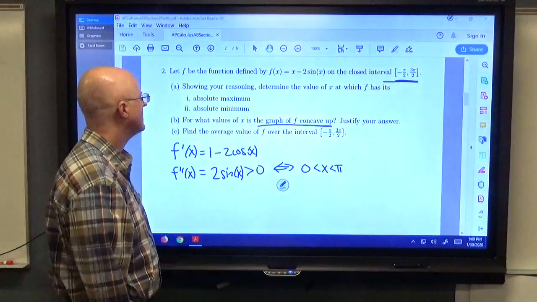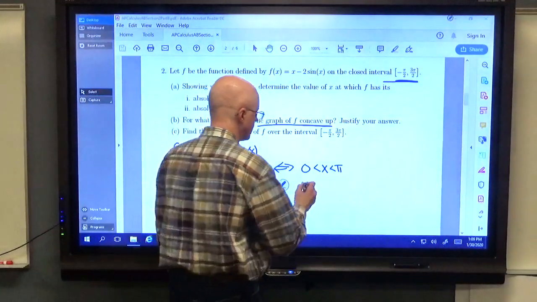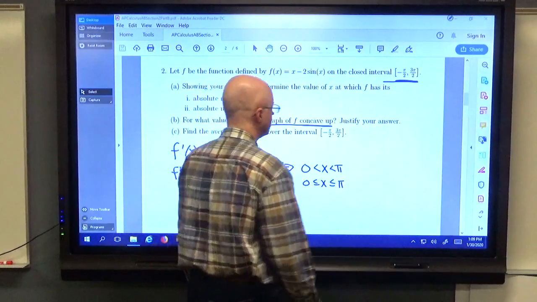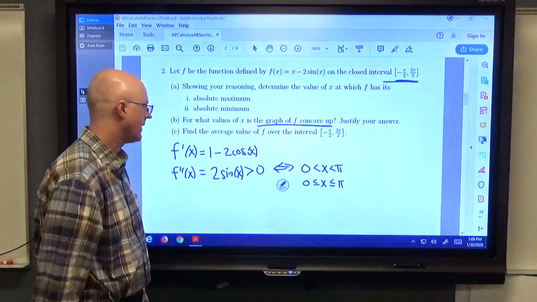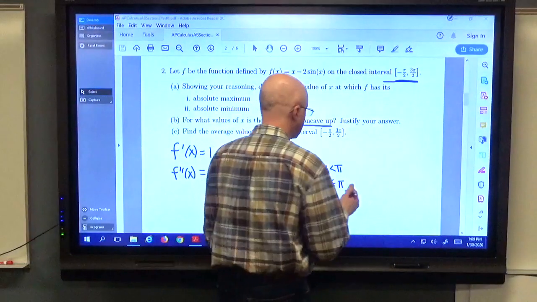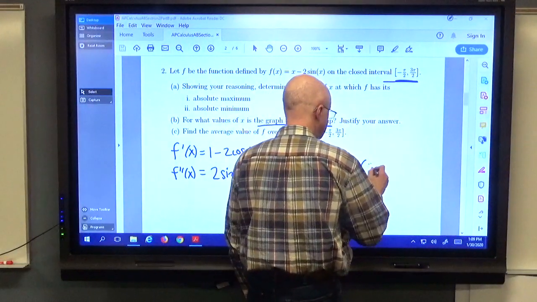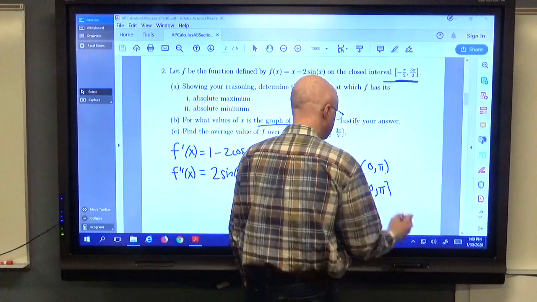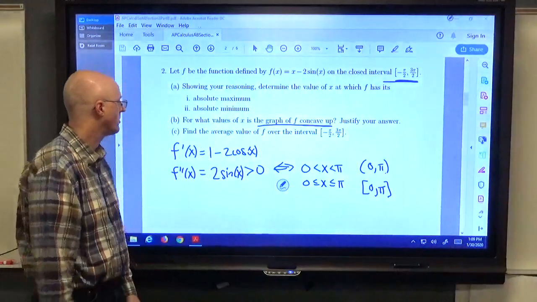And you could actually say the graph is fully concave up on the closed interval. That's, again, not a big deal. Even though the second derivative is 0 at the endpoints, it still would be concave up on the intervals there. You could write these things with interval notation as well. And again, it doesn't matter whether you use an open interval or a closed interval.